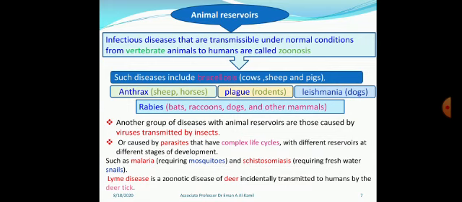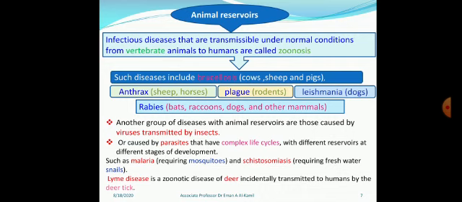Another group of diseases with animal reservoirs are those caused by viruses transmitted by insects or caused by parasites that have complex life cycles with different reservoirs at different stages of development, such as malaria. Malaria is one of the parasitic infections which require the mosquito to be transmitted to humans, and different stages of its life cycle occur inside the mosquito to become the infective stage, and then it will transfer the infection to humans. Also schistosomiasis or bilharzia requires special snails, and it will develop inside the snails to develop the infective stage, which is called the cercaria.